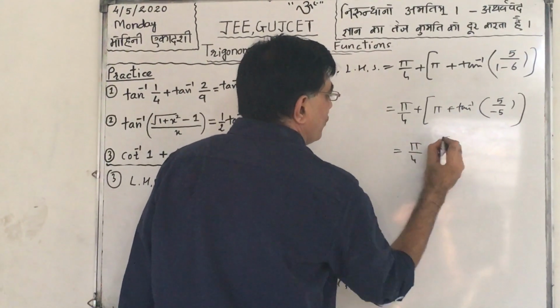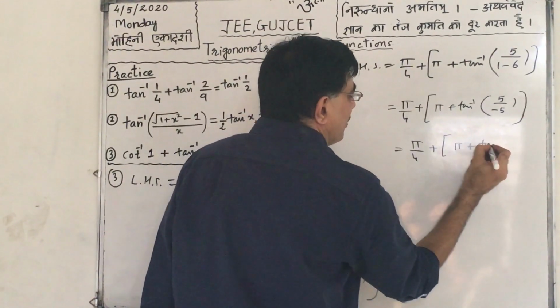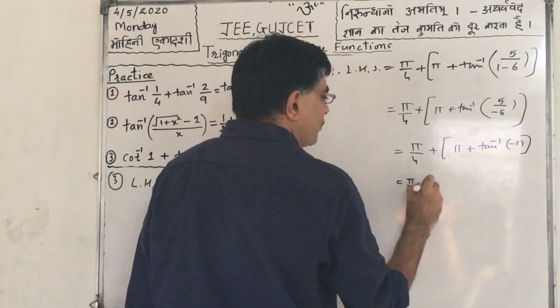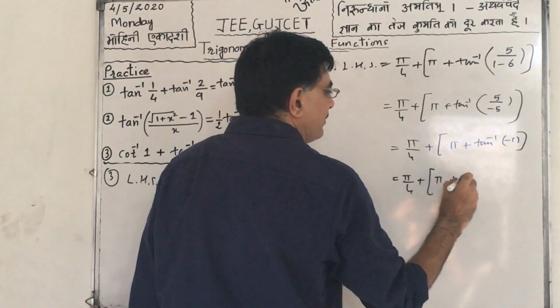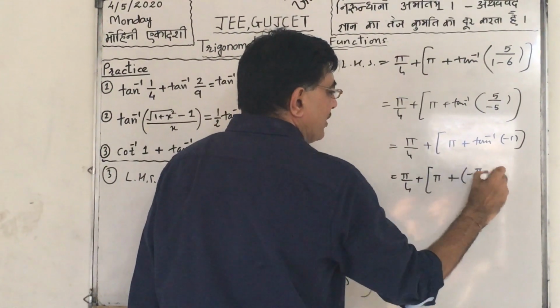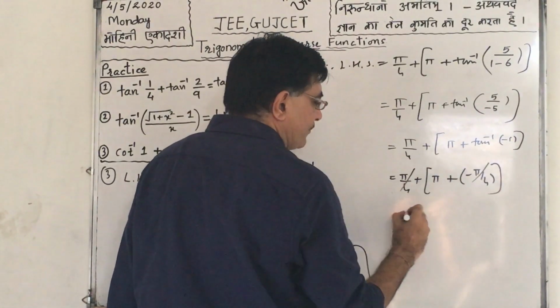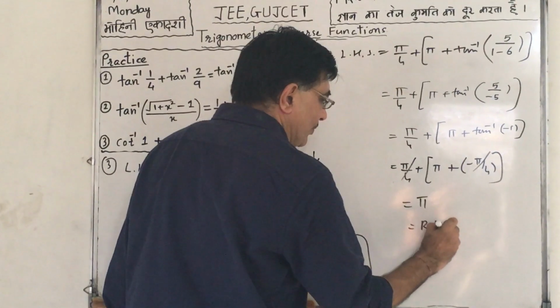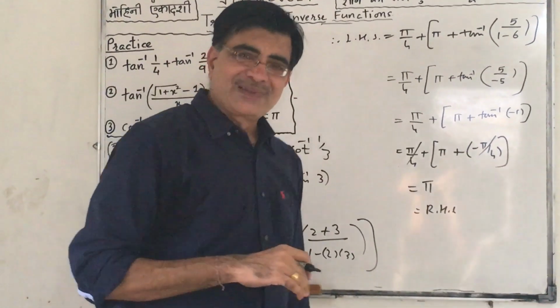So pi by 4 plus pi plus tan inverse of 5 upon minus 5, that is minus 1, equals pi by 4 plus pi plus minus pi by 4. So this pi by 4 and minus pi by 4 will cancel, and the answer is pi, that is RHS, hence proved. We'll come to this tomorrow. Okay, bye.